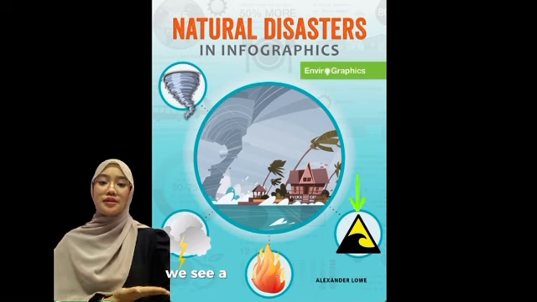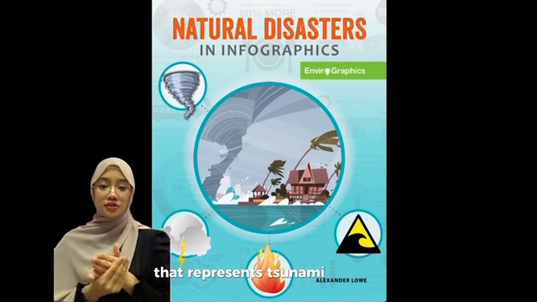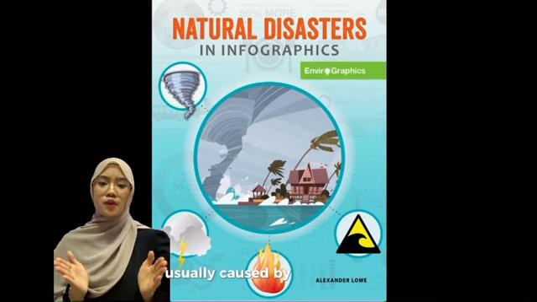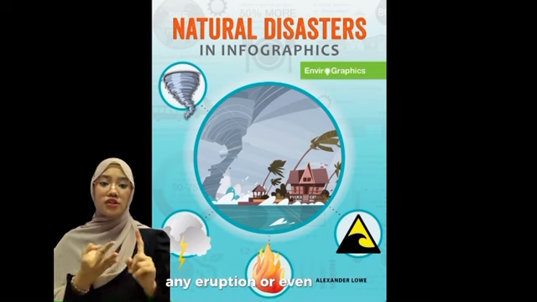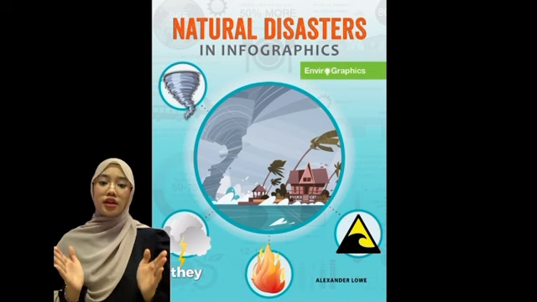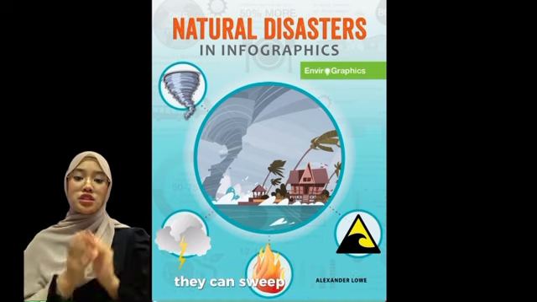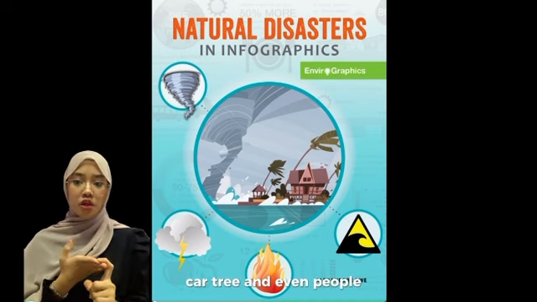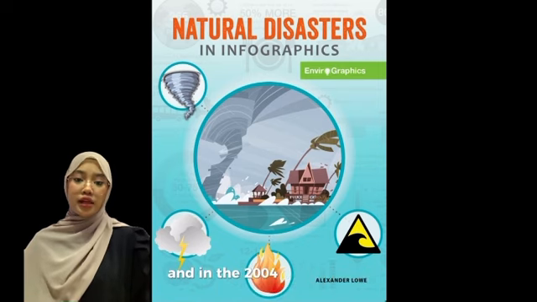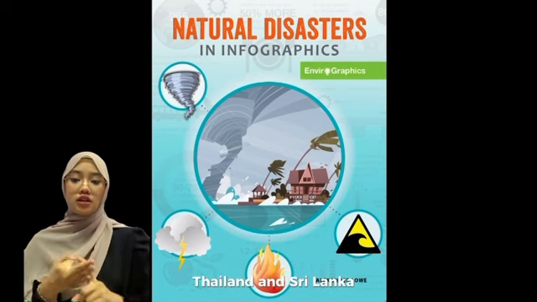Finally, at the bottom right, we see a black triangle with a large wave symbol inside. This is an international hazard symbol that represents a tsunami or a water-related disaster like a flood. Tsunamis are giant ocean waves usually caused by underwater earthquakes, volcanic eruptions, or even landslides. They travel very fast across the ocean, and when they reach the shore, they can completely destroy an entire town within a minute. The impact of a tsunami is devastating; it can sweep away houses, cars, trees, and even people. Thousands of lives can be lost in a single event, as seen in the 2004 Indian Ocean tsunami, which affected countries like Indonesia, Thailand, and Sri Lanka.